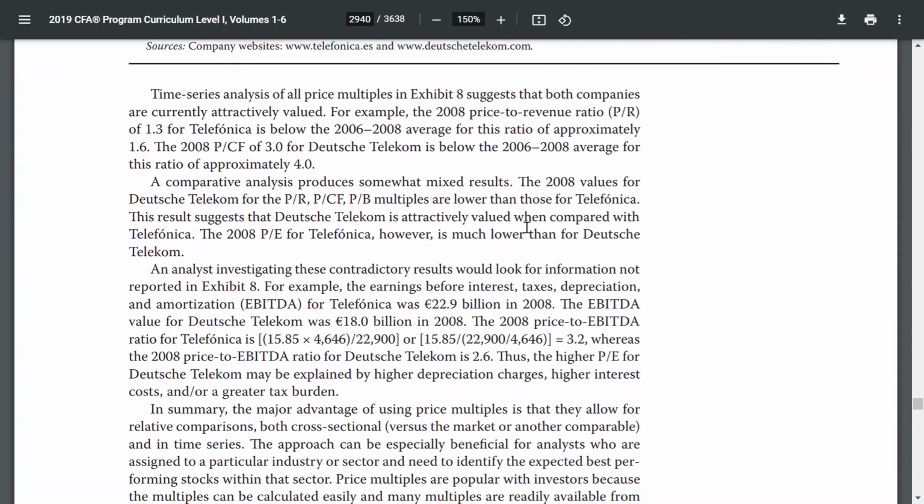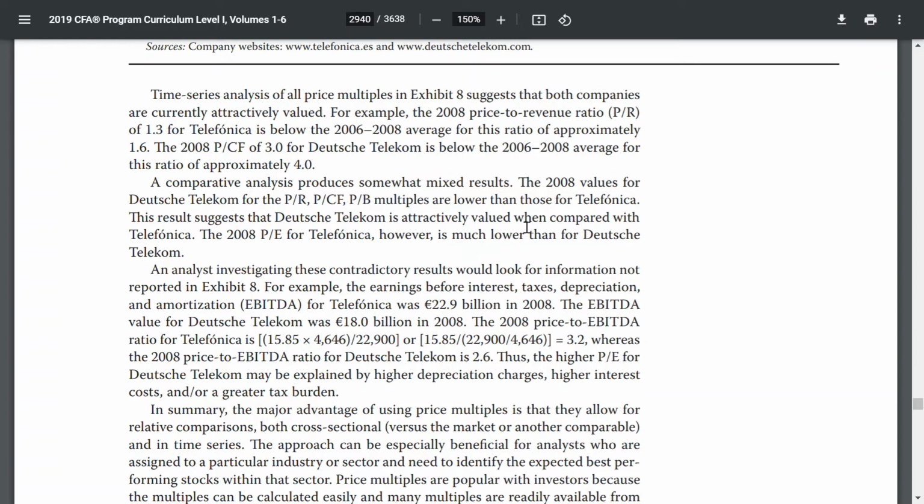Time series analysis of all price multiples in Exhibit 8 suggests that both companies are currently attractively valued. For example, the 2008 price to revenue ratio, the PR ratio, is 1.3 for Telefónica, which is below the 2006 to 2008 average, and that ratio is approximately 1.6. The 2008 PCF is 3.0 for Deutsche Telekom, and that is below the 2006 to 2008 average, which is approximately 4. The comparative analysis produces somewhat mixed results.